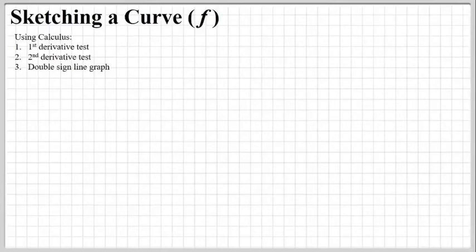Sketching a curve. All right, so we're going to graph this guy. Where is he? He's right here. Okay, we're going to graph f of x, but we're going to use calculus instead of algebra.